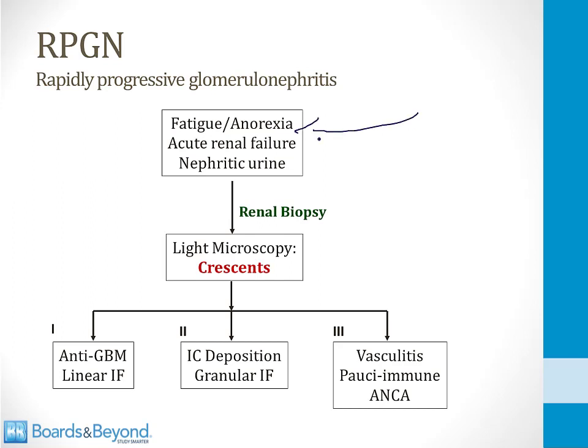So here's a picture showing how you can keep the causes of RPGN organized in your mind. It presents, as we discussed before, and a renal biopsy will show evidence of crescents. Type 1 RPGN involves anti-glomerular basement membrane antibodies, and it has linear immunofluorescent staining. Type 2 involves immune complexes. It will have granular staining. It's often a progression of post-streptococcal disease or lupus nephritis. And then type 3 is usually caused by a vasculitis syndrome. It has pauci-immune immunofluorescent staining. Most patients with that form of RPGN are ANCA positive.